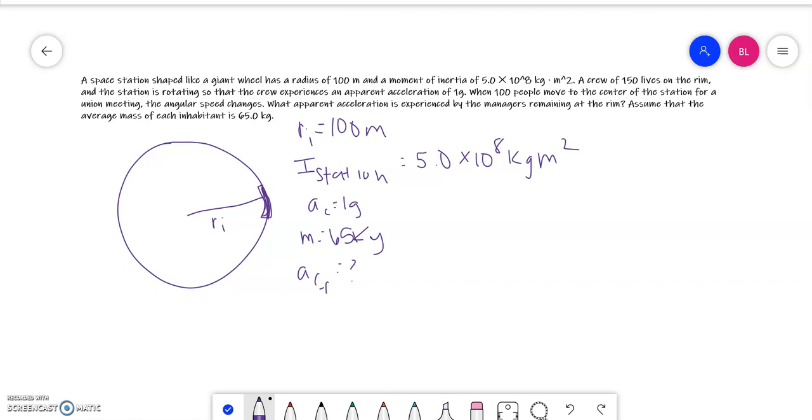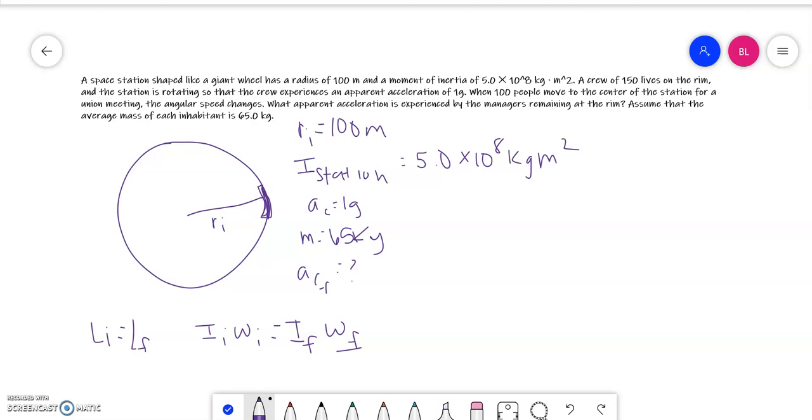So we can use the conservation of angular momentum. L sub I is equal to L sub F. The initial moment of inertia times the initial angular velocity is equal to the final moment of inertia times the final angular velocity. And we're going to use this equation to solve for the final angular velocity. But before we do that, let's determine the moment of inertia initially and finally.